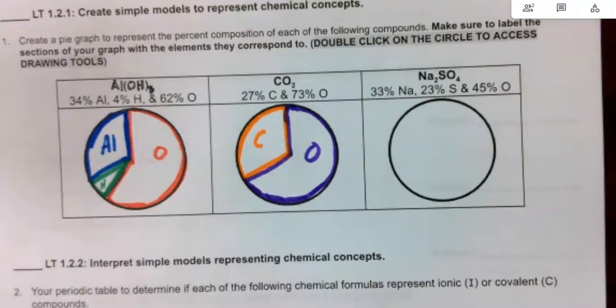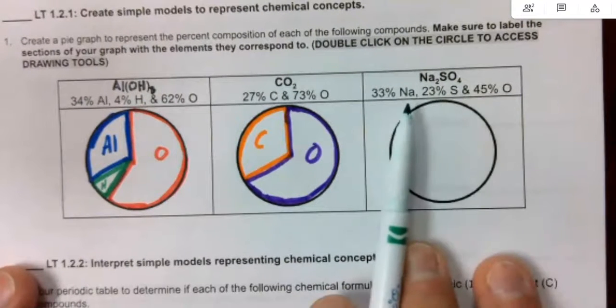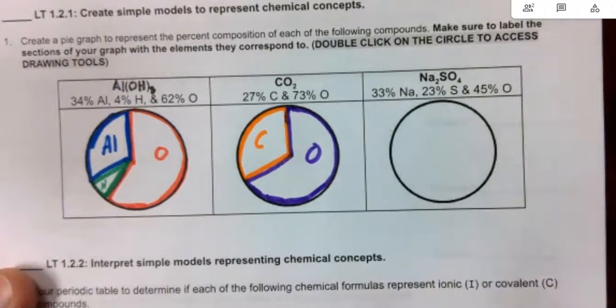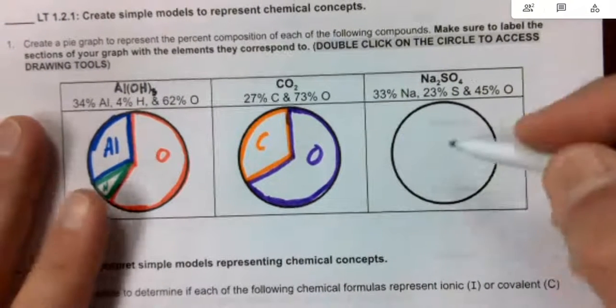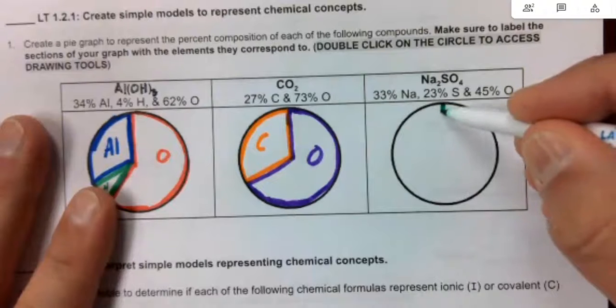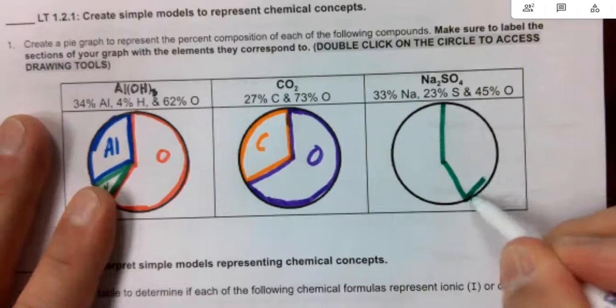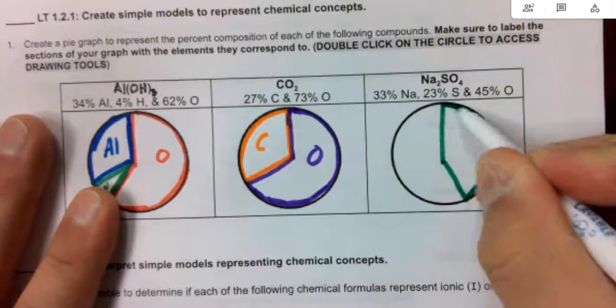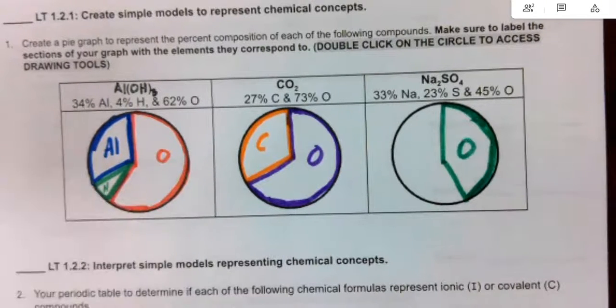And that pie has 3 pieces. Let's take a look. Notice that oxygen is 45, a little less than half. Sulfur is 23, a little less than 1/4. And then we've got sodium at 33%. So what I'm going to do is start with the oxygen, and I'm going to take a little less than half of this pie. So that section right there would be a little less than half and give me a good approximation for 45%. And so that would be our oxygen section.